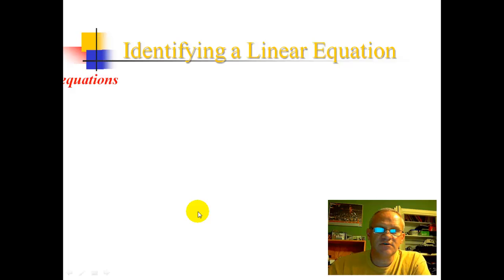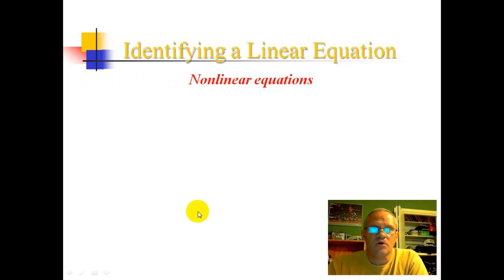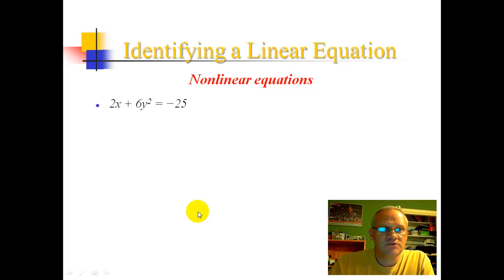It's almost easier, though, to know what's not linear. If you know what is not linear, then pretty much most everything else is. Here's our first example. 2x plus 6y squared equals a negative 25. Well, the problem here is the y squared. Whenever you have a y squared or y to the third power, y to the fourth power, not linear, okay?